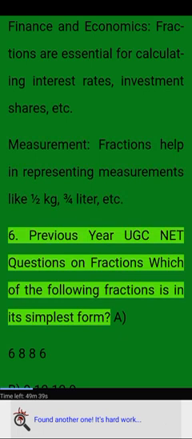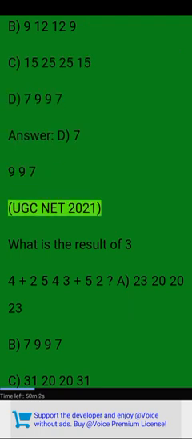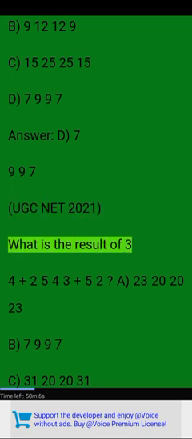6. Previous year UGC NET questions on fractions. Which of the following fractions is in its simplest form? A. 6/8, B. 9/12, C. 15/25, D. 7/9. Answer: D, 7/9. UGC NET 2021.